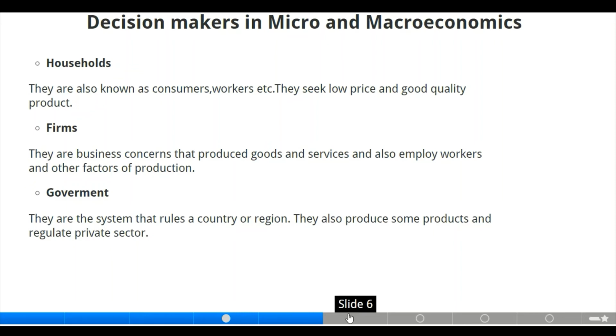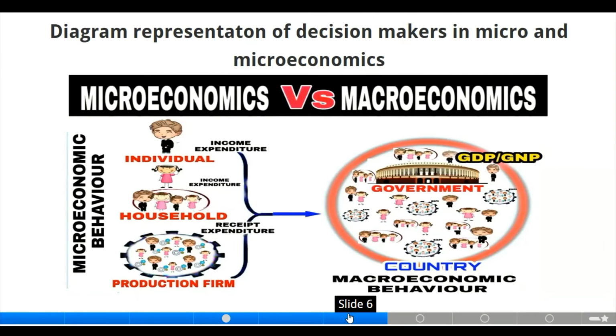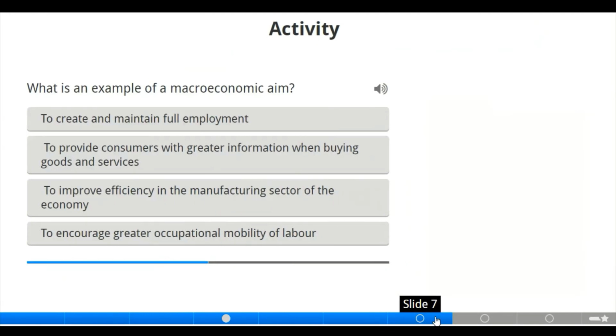Moving to the next slide, where we have the diagram representation of decision makers in micro and macroeconomics. As you can see, under microeconomics we have individual, household, and the product firm. While under macroeconomics, which studies a whole country, we have gross domestic product and gross national product.